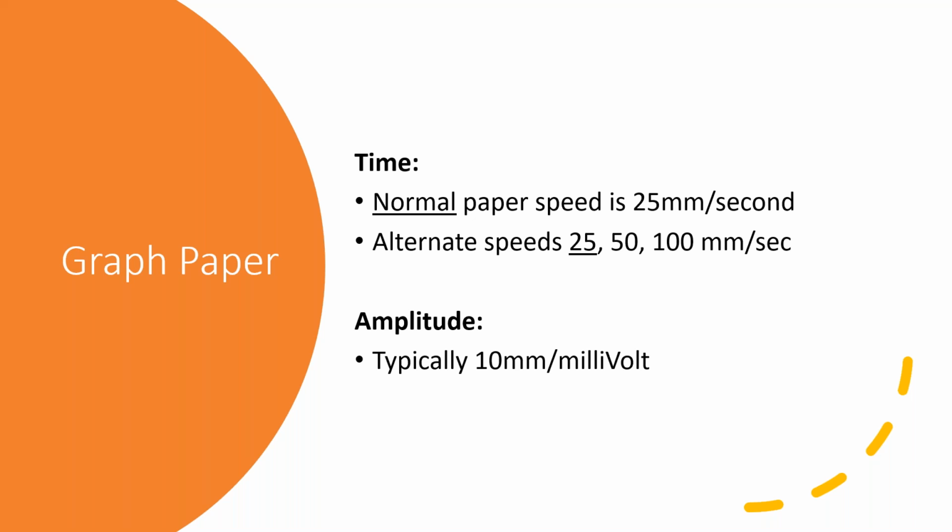So the time of graph paper, your normal paper speed is 25 millimeters per second. Alternate speeds are 25 is our normal speed, 50 and 100 millimeters per second. So the amplitude is typically 10 millimeters or millivolts. So that's the upward part.